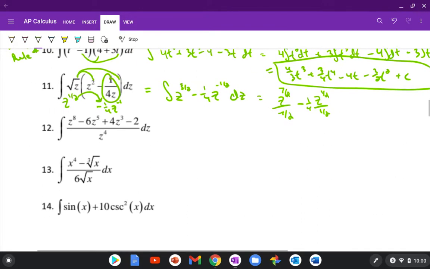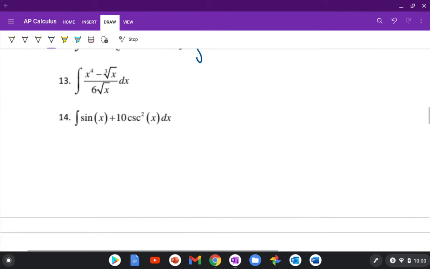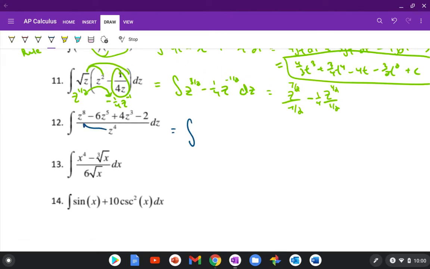With something like number 12, where it looks like you might want to do a quotient rule, what you're actually going to do here is just split this up into a bunch of different terms, applying that denominator to every single term. So this has to get applied to each one of these. You can't just divide it out with a z to the 8th and ignore it for the rest of it. It applies to each and every one of those terms.